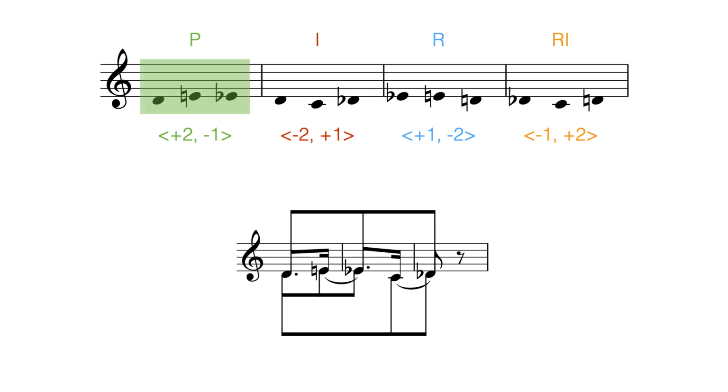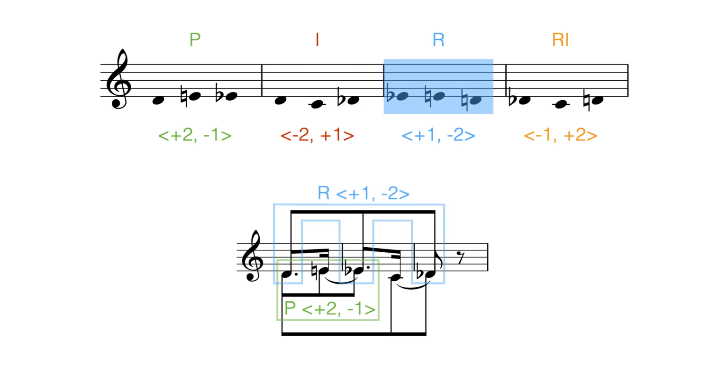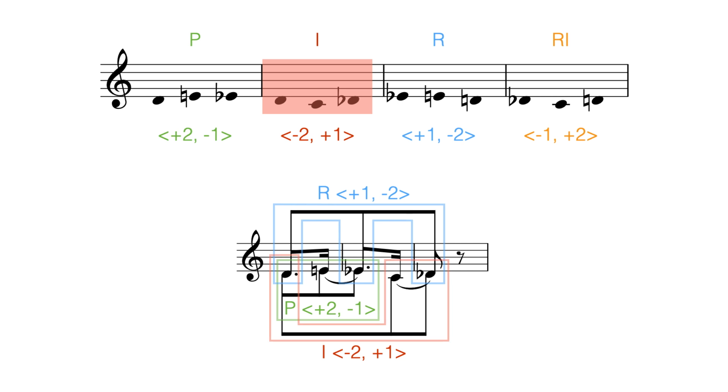The first 3 notes describe P. The notes on the downbeats of the 3 measures form R. And the lowest 3 notes outline I.